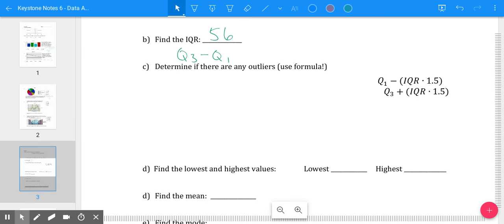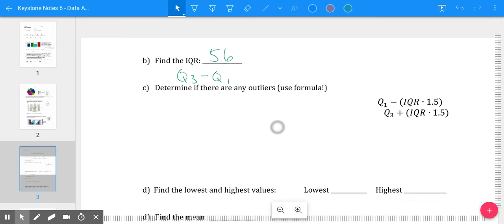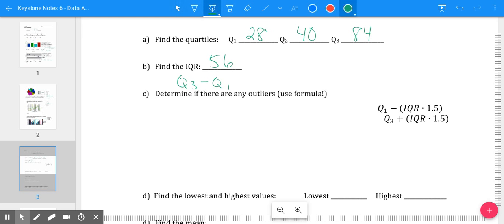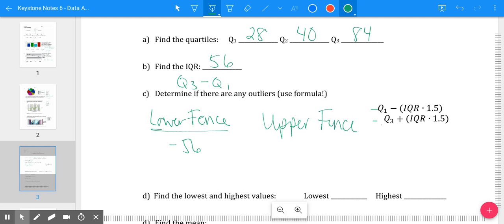Perhaps they'll give you the formula like I'm doing here and ask you to find if there are any outliers. Or maybe they'll do like they did on your Unit 9 test and say that these are outliers and then plot accordingly. In this case, if you plug into the two formulas, we figure out that the lower fence is at negative 56, and the upper fence, if we plug into the top one there, the Q3 plus IQR times 1.5, the upper fence is at 168.